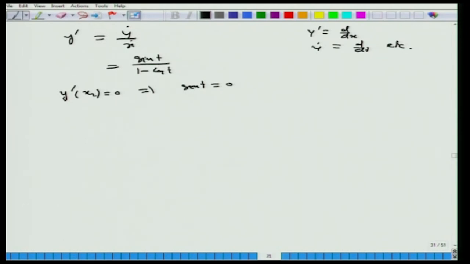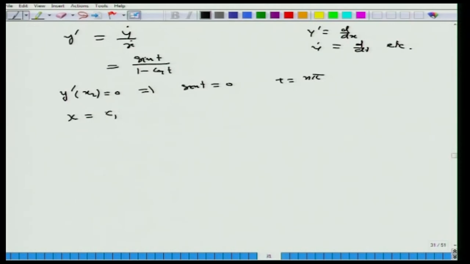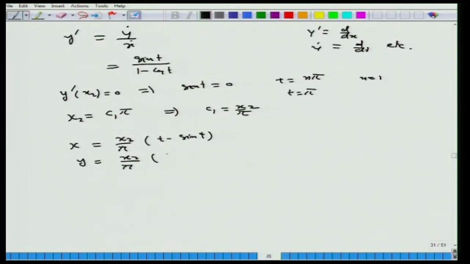And so, we get t equal to n pi. From the first equation, x equal to c1 (t minus sin t). So, the first solution we will take n equal to 1, we get t equal to pi, and so x2 equal to c1 pi, and so c1 equal to x2 over pi. So, x equal to x2 over pi (t minus sin t) and y equal to x2 over pi (1 minus cos t). So, that is what we get, the extremal in terms of x2.